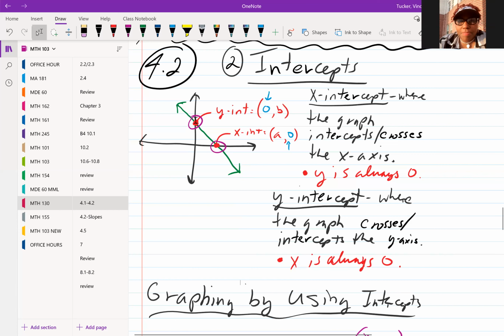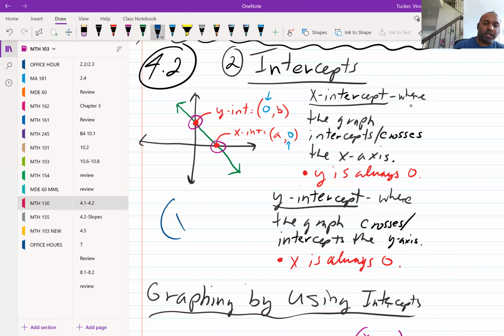Okay. And the zero part is, for some reason, I'm just not understanding what you say. Well, you know, we have an ordered pair. There's an X and a Y, right? Okay. So it's saying for your X intercept, Y is always zero. And then for your Y intercept, X is always zero. And that's what I was showing right here.